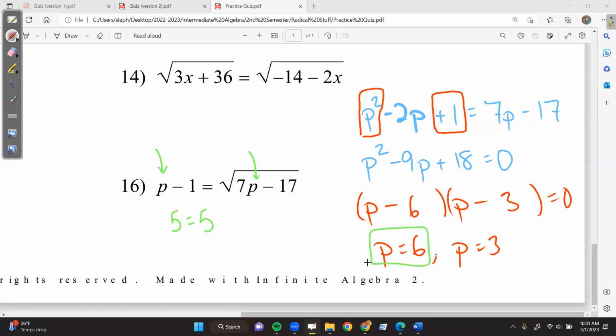And then I'm going to test 3. Go where the green arrows are again, if you'd be so kind. On the left, what is 3 minus 1? What is 7 times 3? What's 21 minus 17? What's the square root of 4? Hey, you guys both work. You may both have a box. All right, cool.